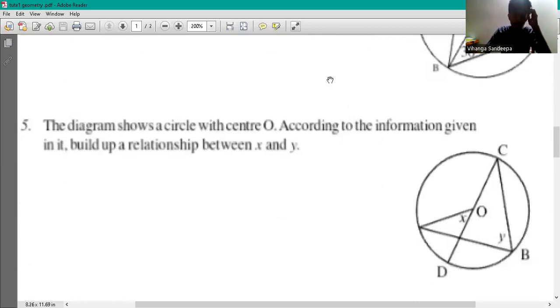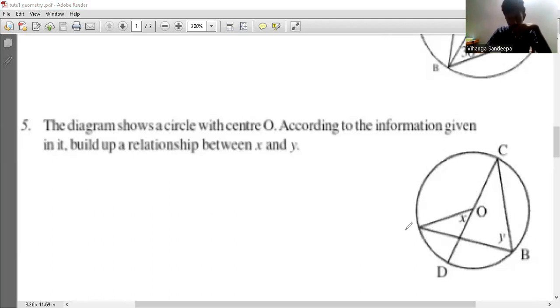The diagram shows a circle with center O. According to the information given, build up a relationship between x and y. So we have to mark the given data and we can name this point as A. Then look at the angle. OC and OA are radii, OD also. Then angle ABC equals y.